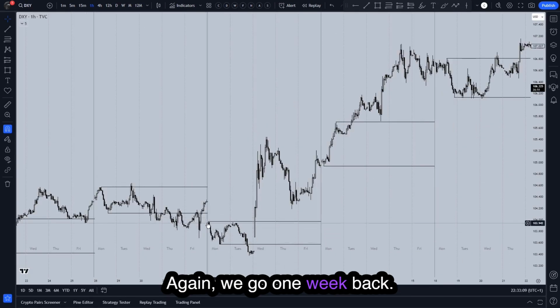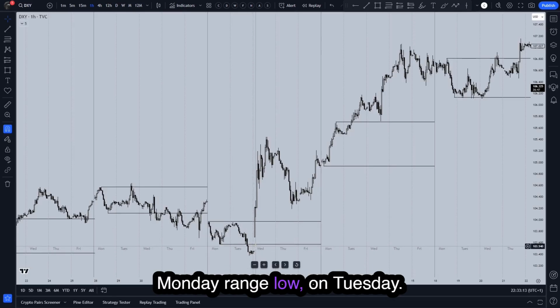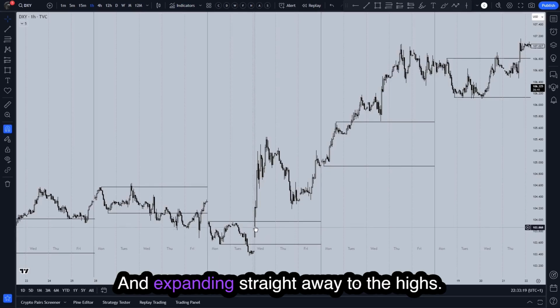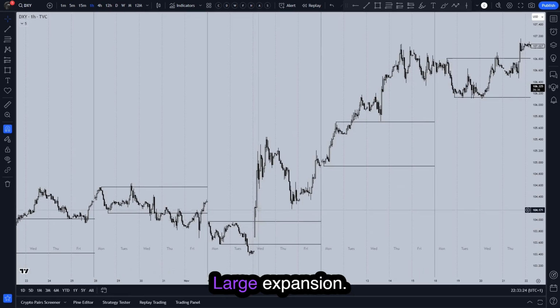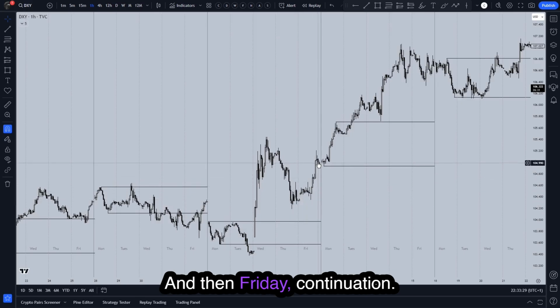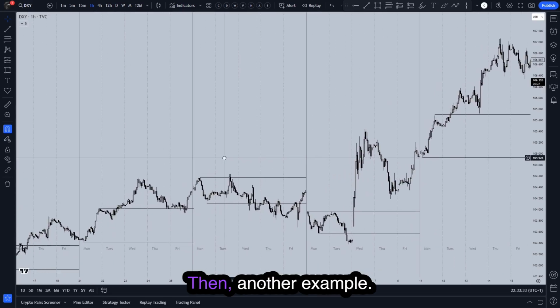Again, we go 1 week back. What do we have here? Price is trading below the Monday range low on Tuesday, gapping up on Wednesday, closing back inside and expanding straight away to the highs. Closing above, large expansion. First day is a retracement profile, and then Friday continuation. Then another example.